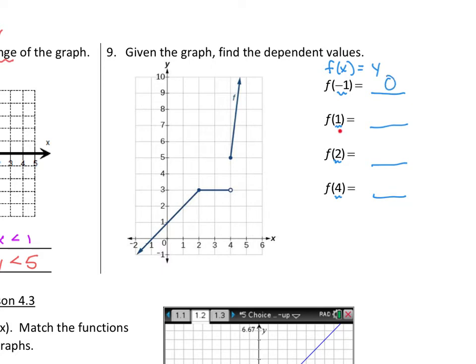For the next one, when x is 1, I go to where x equals 1, and I go up to my graph, and I can see right here the y value is 2. Next, once again, I've got an x value of 2, and I go up, my y value is 3. And then for the final one, if I go to 4, now this is where you have to be careful. You might say that 4 is also 3. But that's an open circle. That means it's not equal to that point. It's equal to this point here. This is 5. So the correct answer is 5.